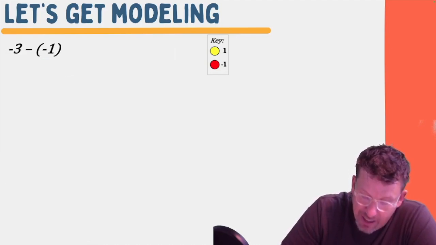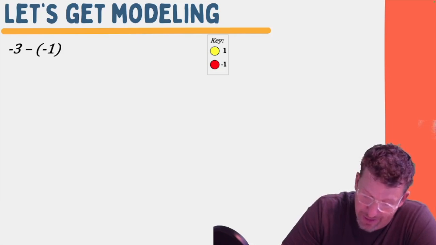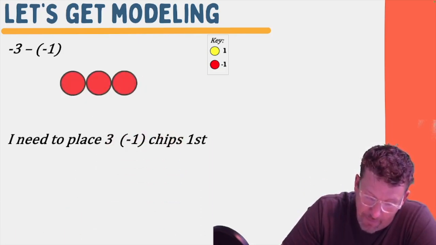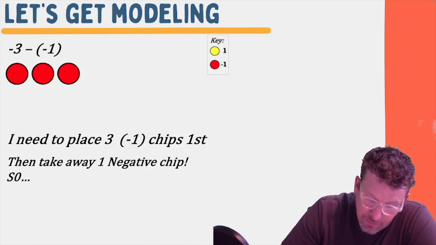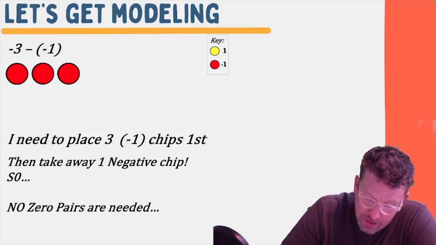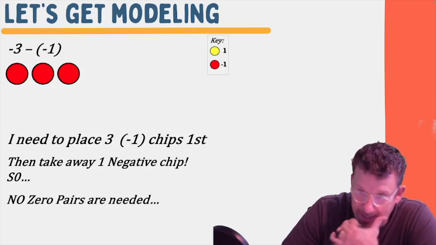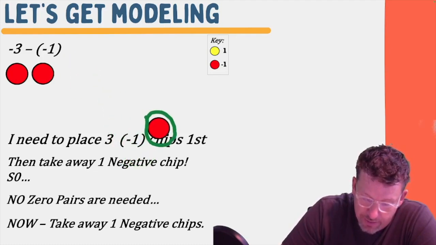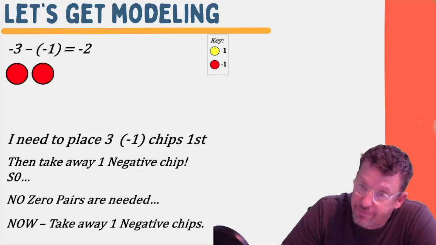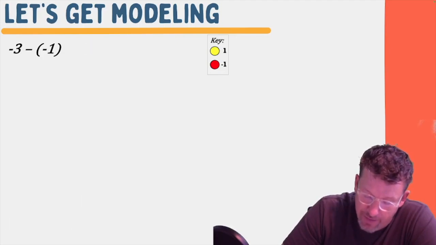So I have -3. What do you think I'm going to do? I'm going to put a -3 up there. All right, here they come. And I am going to take away -1 chip. Do I need to do any zero pairs? No, I don't need to because I already have a -1 chip. So I just go ahead and take that one away. Booyah. Slide them away. And what's left over is my answer. Very simple, huh? How does that look on a number line?